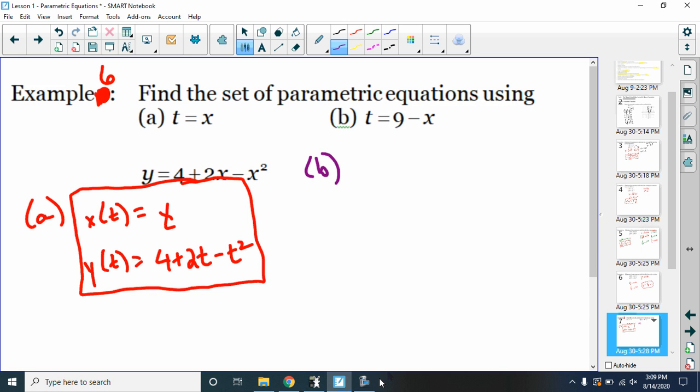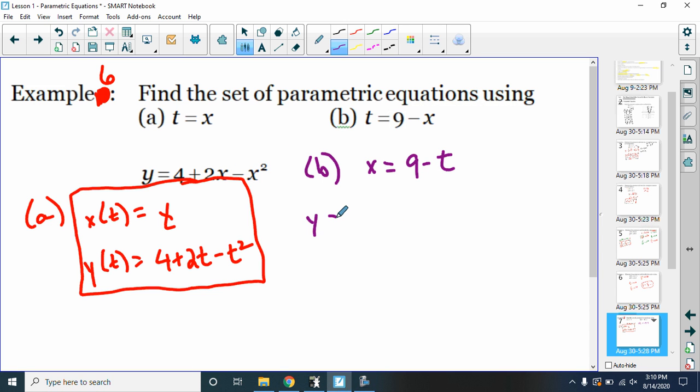Part B is a little bit more difficult. They give us t equals 9 minus x. So to get the x equation, we need to solve this for x. So if I add x to both sides and subtract t, it's going to say x equals 9 minus t. So there's the x equals equation. To get the y equals equation, again, we're going to go to y equals, but we're going to substitute 9 minus t in for the x's this time.